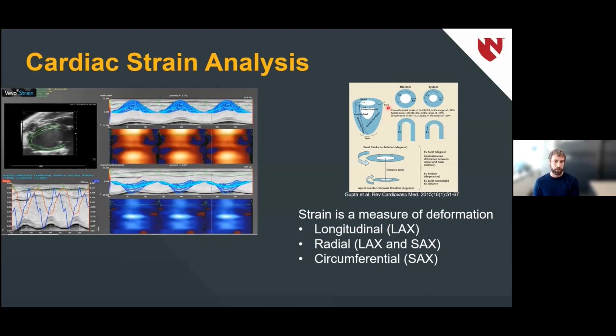There are 3 directions, or 3 ways, that we can measure strain in a heart. Longitudinal is the change in the long axis. Radial is the shortening of the heart. And circumferential is more of the twist, how far those pixels are moving when the heart contracts. Longitudinal strain is measured in the long axis. Radial strain can be measured in the long and the short axis, and circumferential strain can be measured in the short axis.